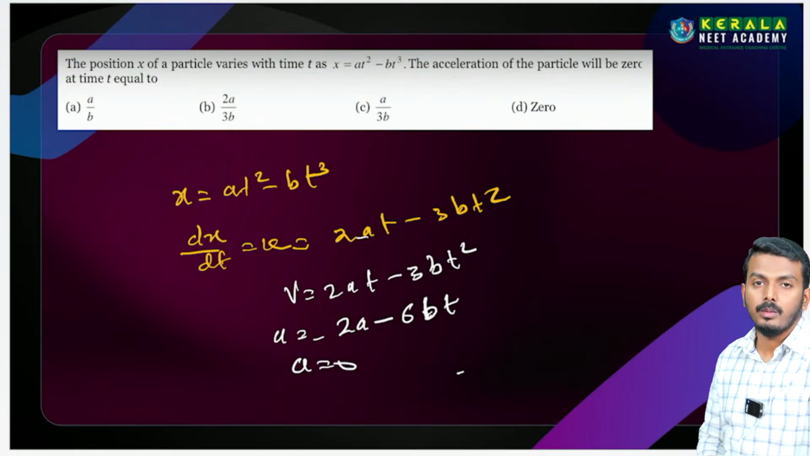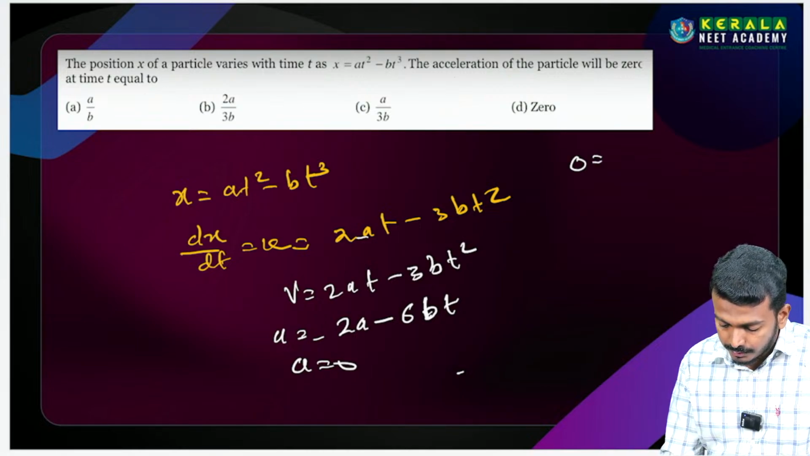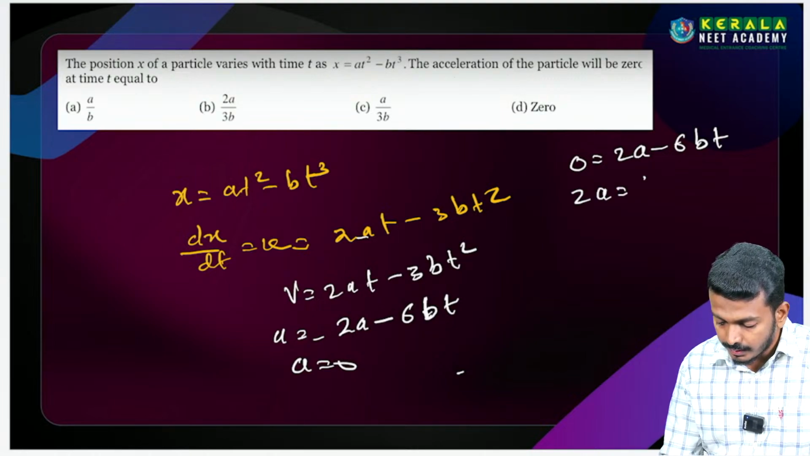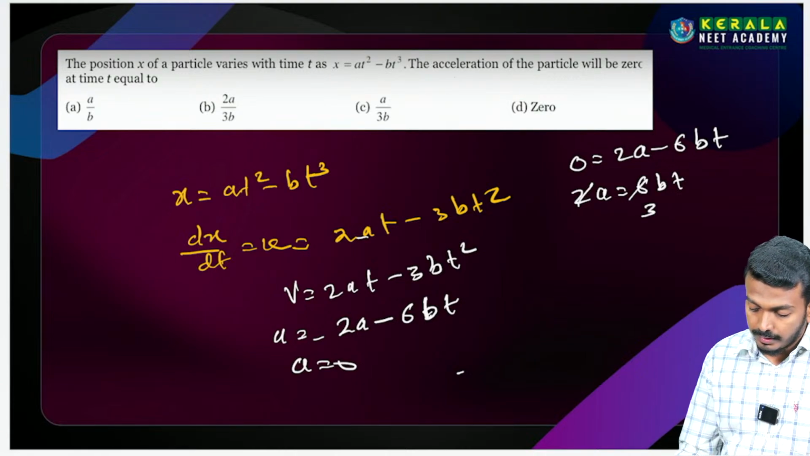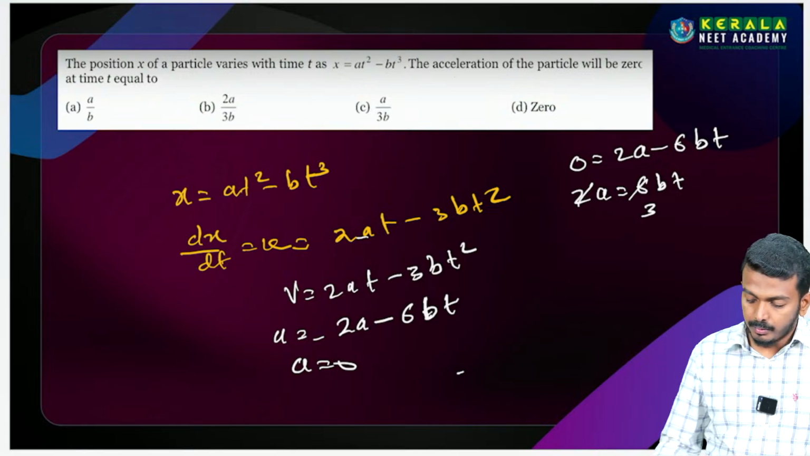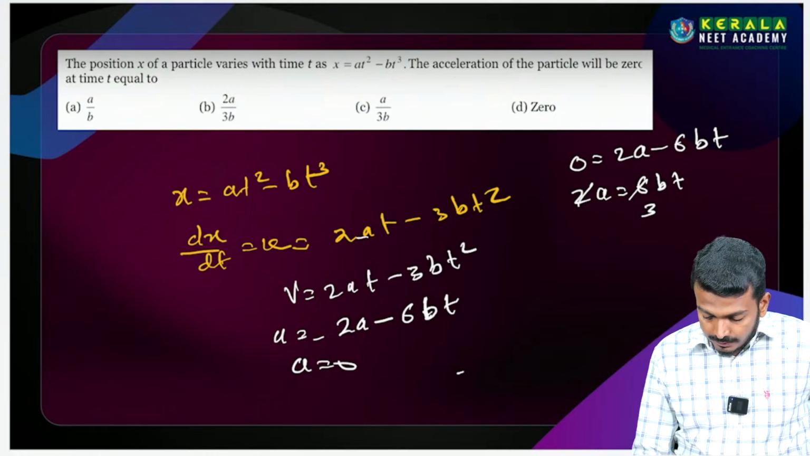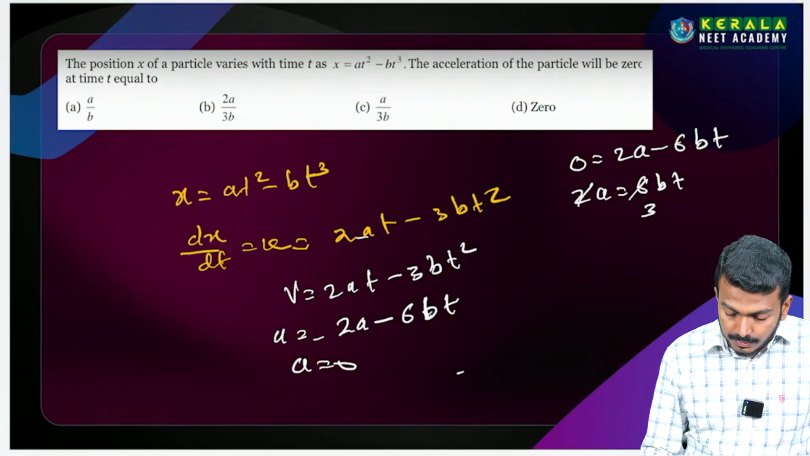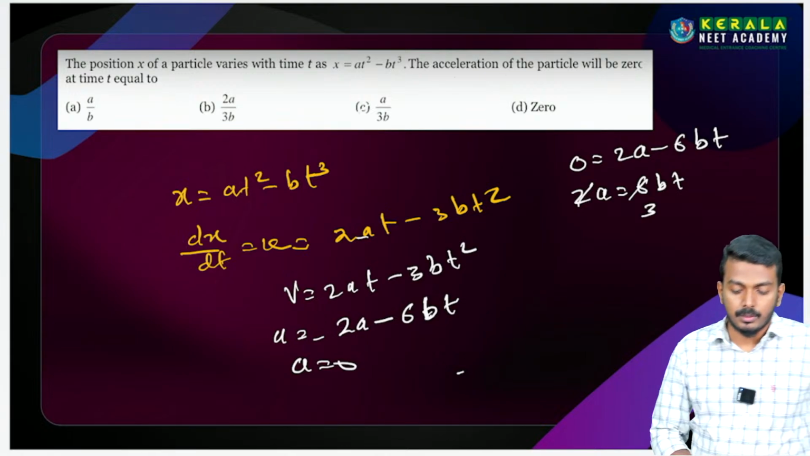The acceleration value is already given in the question. What is the value of acceleration? 0. Equating, 0 is equal to 2a minus 6bt, means 2a is equal to 6bt. 6 cancels with 3. Okay, then what answer will you get? The time asked in the question: time is equal to a by 3b. Yes. Okay, which option is correct? Yes, third option. Then come to the next question.